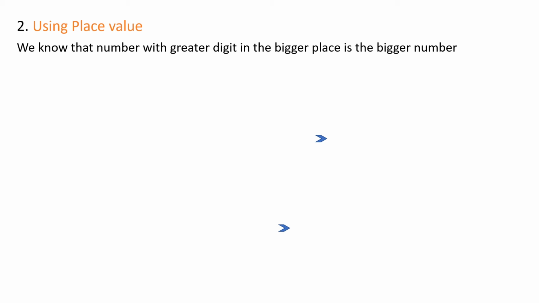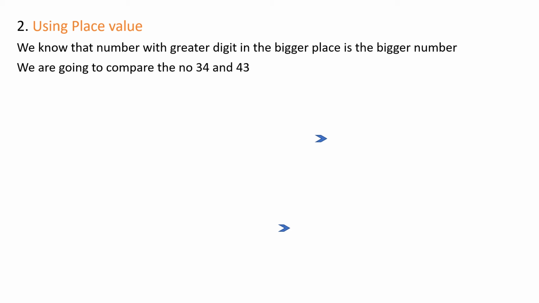If you have a one-digit number and a two-digit number, since the two-digit number has two places according to the place value system, the two-digit number will always be bigger than the one-digit number. And if you have two two-digit numbers, we first have to consider the highest place, that is the tens place, the highest place in two-digit numbers, and the number with the bigger digit in the tens place will be the bigger number.